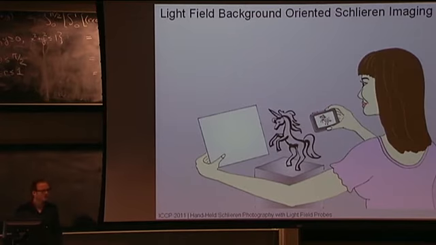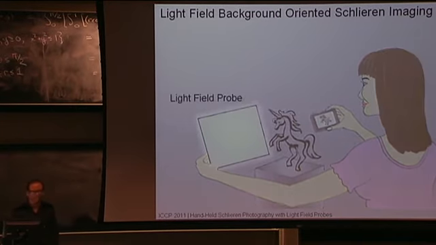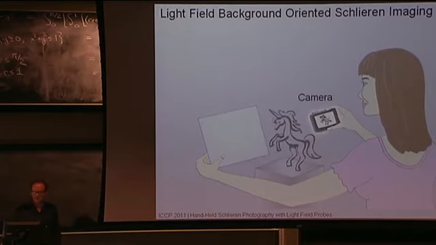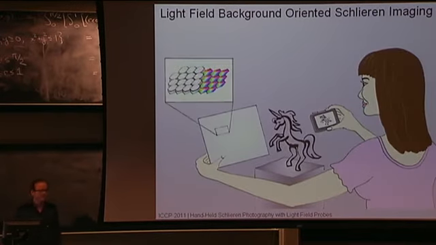We present a new and portable approach to Schlieren photography that uses light field probes, which are basically placed behind a transparent object of interest and then just photographed with a camera. Our current implementation of these probes are simple lenslet arrays, of which you can see an illustration of a cutaway view here. On the left you see the lenslets, and on the right the high frequency pattern that's underneath the lenslets.